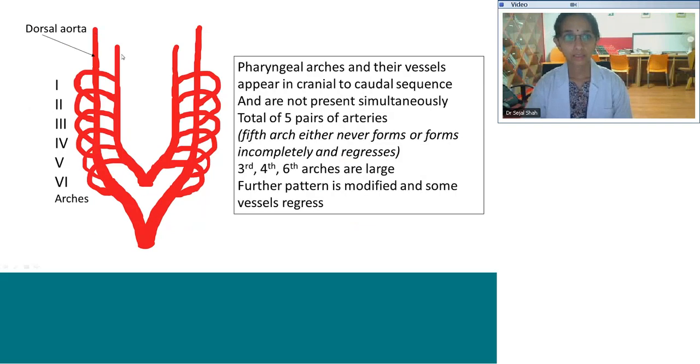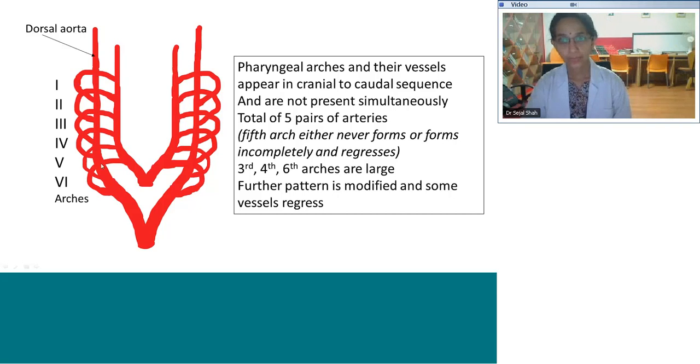So this is the dorsal aorta, this is the ventral aorta, and then you can see 6 arches. Now I draw all 6 together, but we have to understand that they are all not present simultaneously. So at no point in gestation will you have all 6 together. From cranial to caudal, you number them as 1, 2, 3, 4, 5, 6 arches. Usually the 5th arch is incompletely formed or it regresses immediately, and hence the 5th arch is usually not considered. So we have 5 arches, 1, 2, 3, 4 and 6.